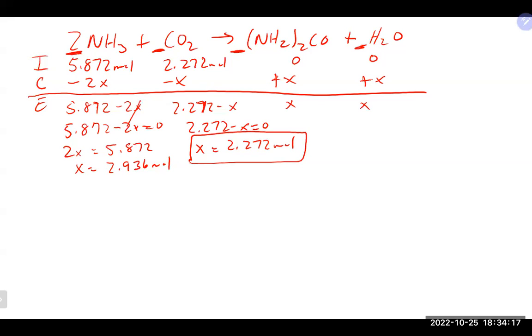That means in this case, the CO2 is our limiting reagent, and the NH3 is our excess reagent. Any questions on that there?